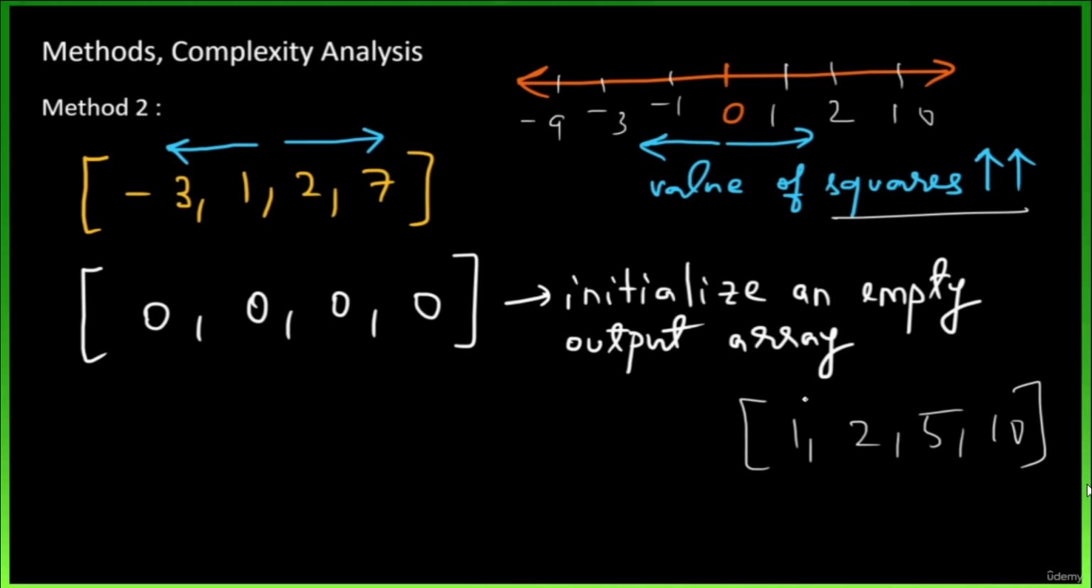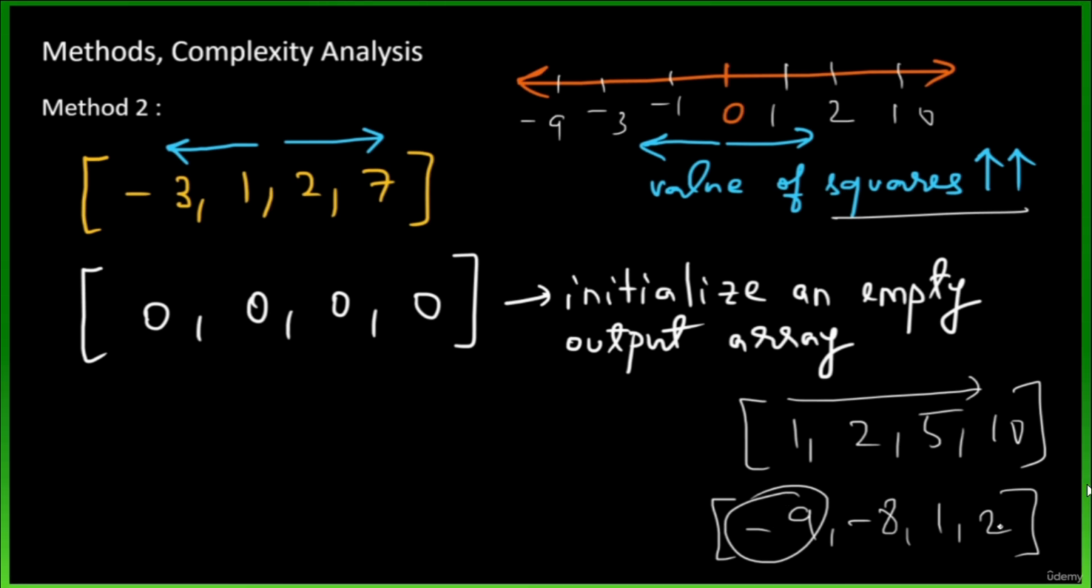Now over here you can see that we are only part of this part of the number line. So as we go towards the right, the squares increase, right? But then we could also have an array which is like -9, -8, 1 and 2, right? So over here we can see that we have moved more towards the left from 0 in this part. So the square would be higher here rather than here. So this is an interesting property. So let's try to make use of this property to solve this in a better manner.